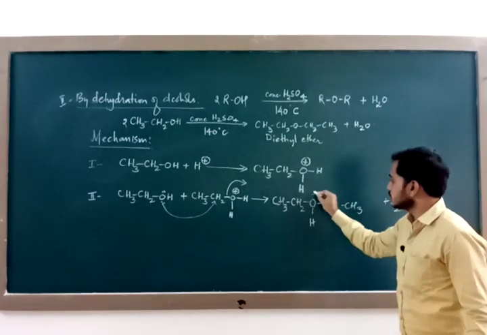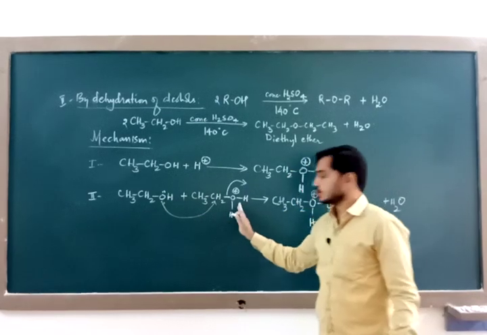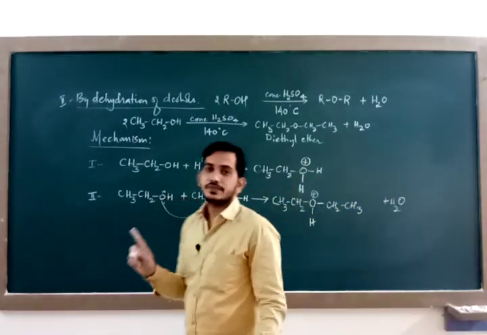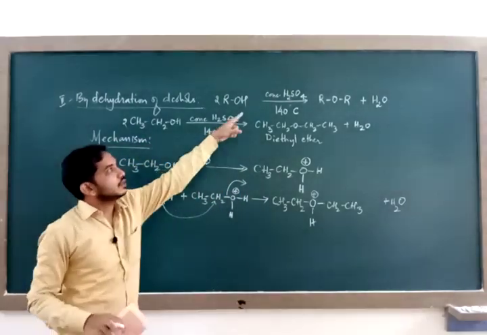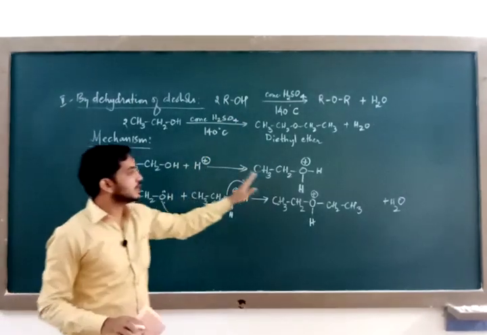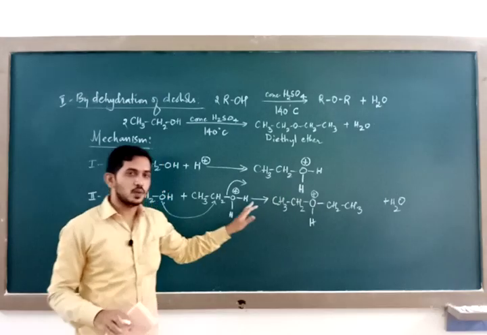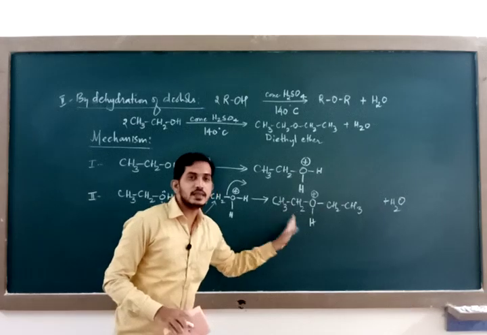Again, oxygen carries positive charge. The same positive charge is transferred to oxygen, and loss of water takes place in the second step. In the first step what happened? The first step showed us that a proton from sulfuric acid is attacking ethanol and it is becoming protonated alcohol. The protonated alcohol is now attacked by a nucleophile, ethanol, to give you protonated ether.